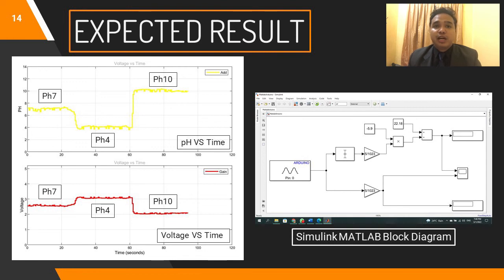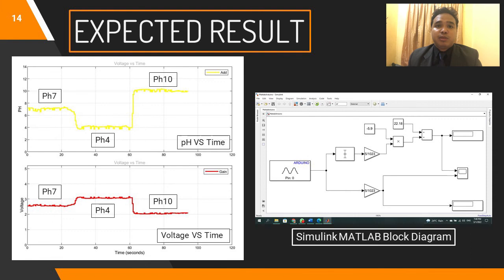Next, we can see the graph of the pH versus time and the voltage versus time made using the Simulink MATLAB. The graph is plotted using real-time data using the software. We can see the difference between the pH value and the voltage value in correlation with time. When at pH 7, which is neutral, the voltage is around 2.5 volt, which is half the voltage input to the pH sensor module and the probe.